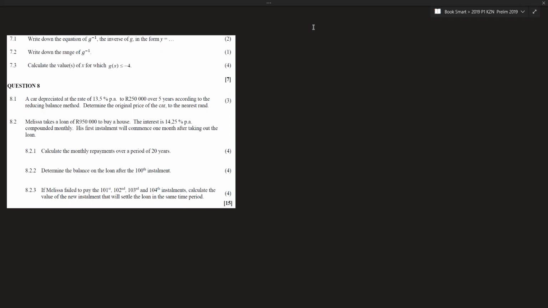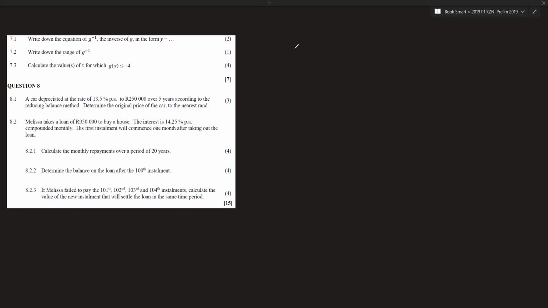Here we're going to be looking at question 8, financial mathematics taken from a past paper. Okay, so we have to do 8.1 quickly.